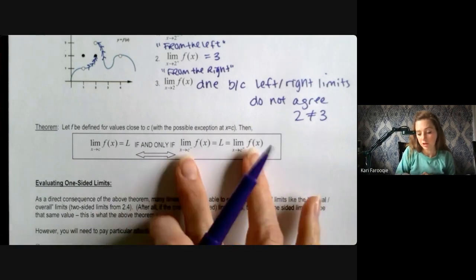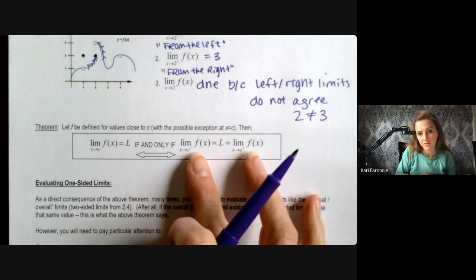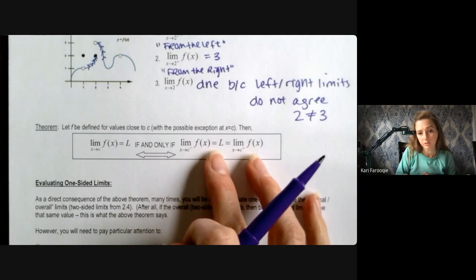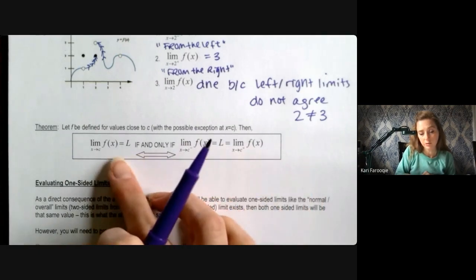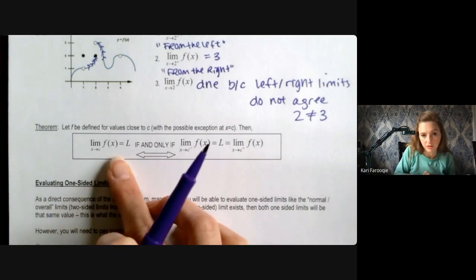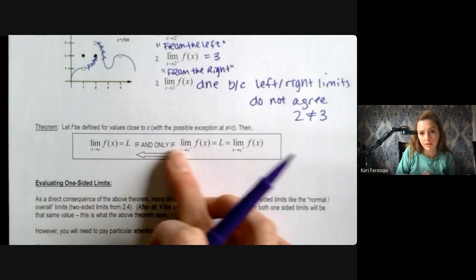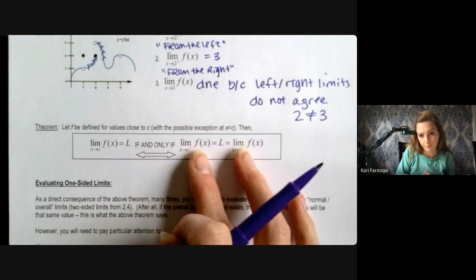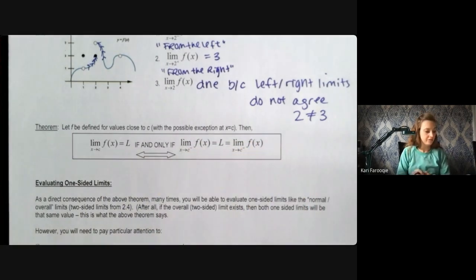So it must be the case that these one-sided limits have the exact same value. And if that's the case, then this limit as x approaches c exists. If the limit as x approaches c exists and is L, then these two must be true. That's basically what this theorem is saying.